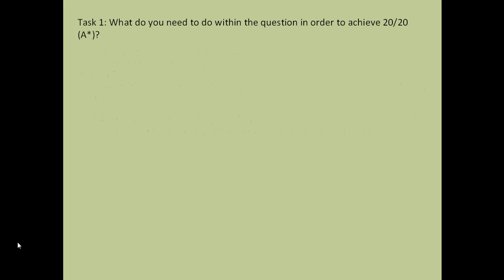Okay, 2 questions for you to see if you've been doing some work before this exam. Task 1. What do you need to do within the question in order to achieve perfect marks, 20 out of 20? So what's it about? What are you being asked to do? And then task 2, what's the method you need to use in order to accomplish this? Pause it very quickly, note down your answer, and then press play to resume.